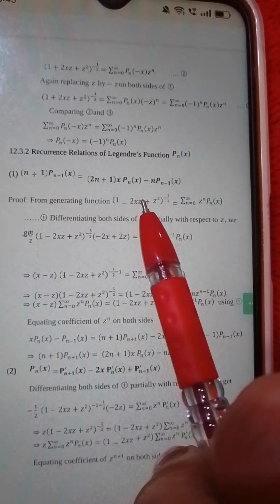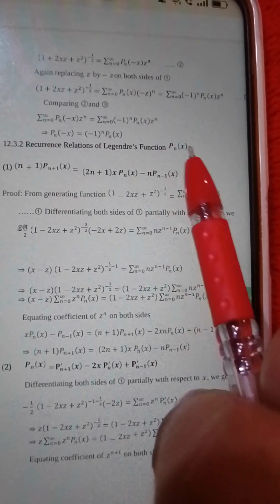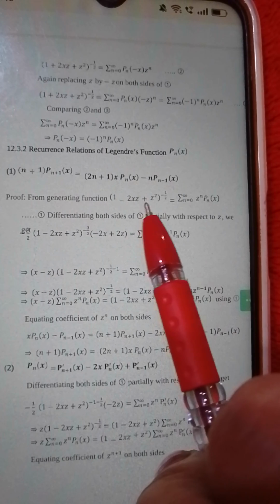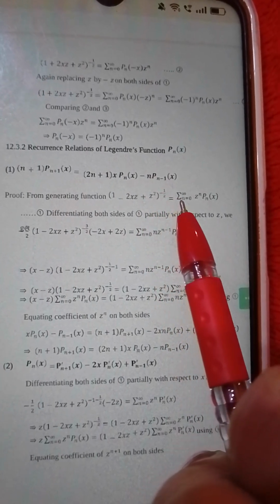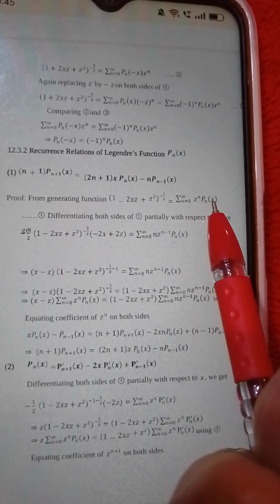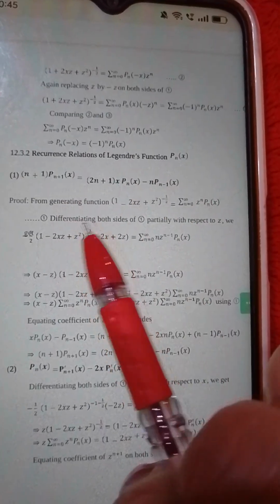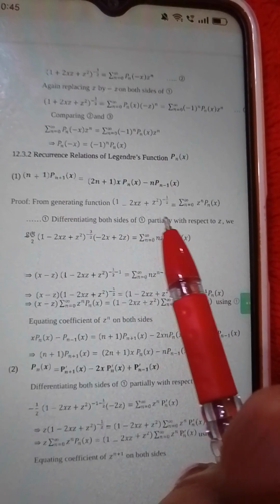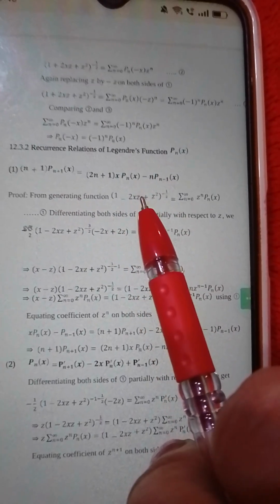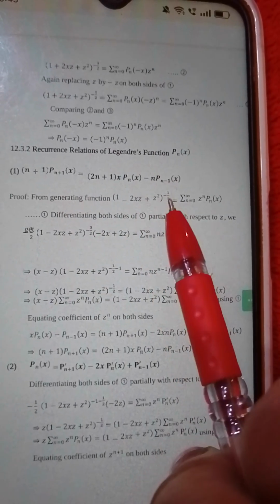Again we will use the same generating function as we used in earlier questions: (1 minus 2xz plus z square) to the power minus 1 upon 2 equals summation n equals 0 to infinity z^n P_n(x). Now in this we will differentiate it with respect to z. So what will we get?